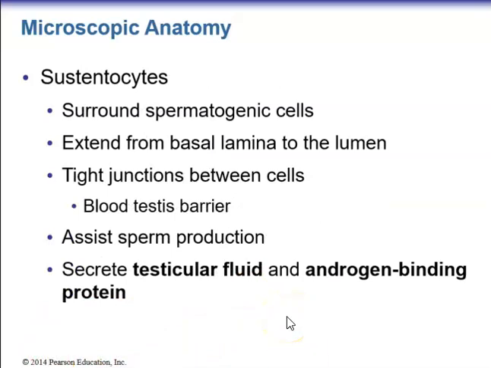Sustentocytes, again, these are the support cells. They surround the spermatogenic cells. They extend from the basal lamina to the lumen. There are tight junctions between cells that form the blood-testis barrier, help assist in sperm production, and secrete testicular fluid and androgen-binding protein.